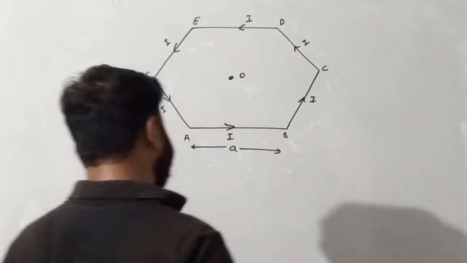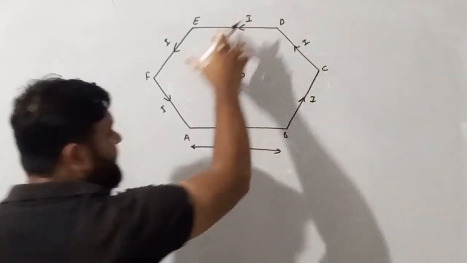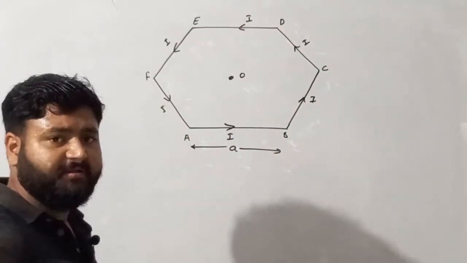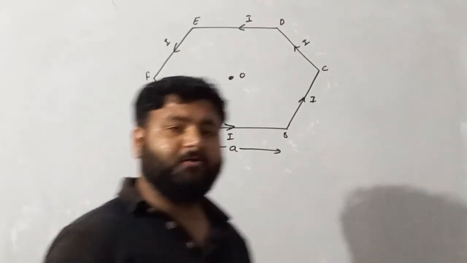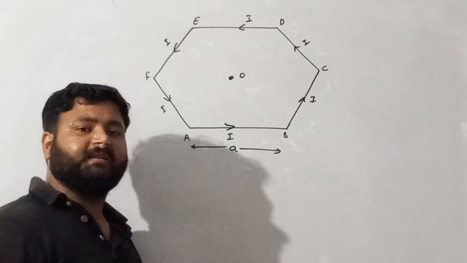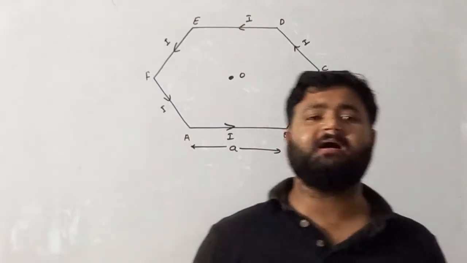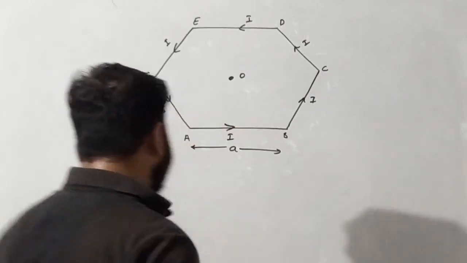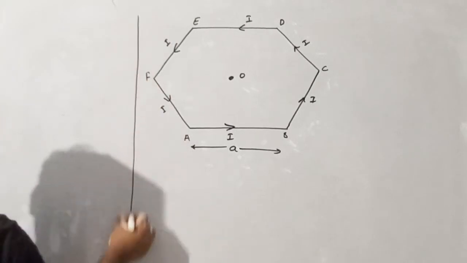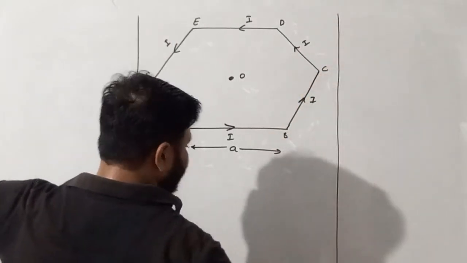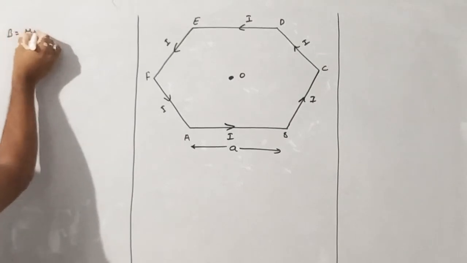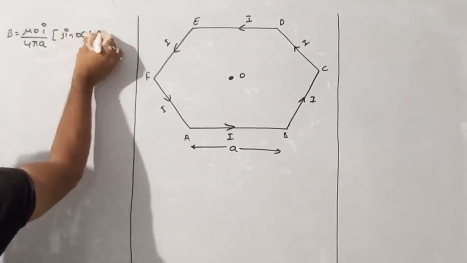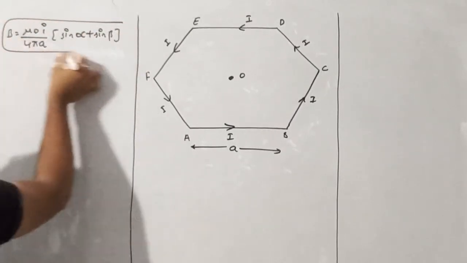Now see my dear student, as the side of the hexagon is given, let us consider this hexagon as a frame of wire whose sides are identical. And I already told you, if the size is identical, then the formula of magnetic field which will apply is the magnetic field due to a finite length wire. And we are all aware of this formula: B is equal to mu naught I by 4 pi A times sine alpha plus sine beta. I hope you all are aware of this formula.